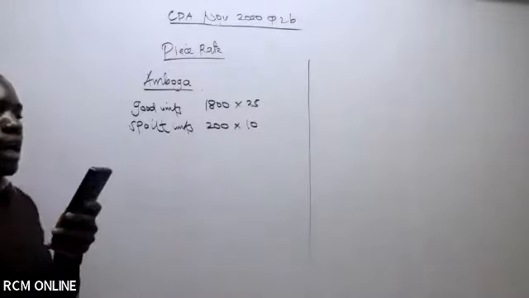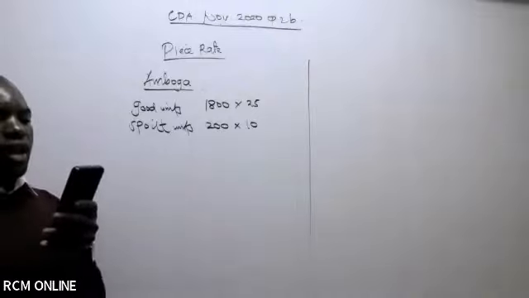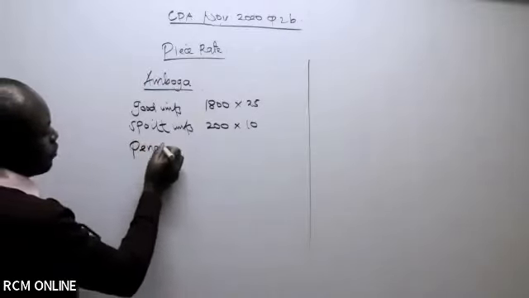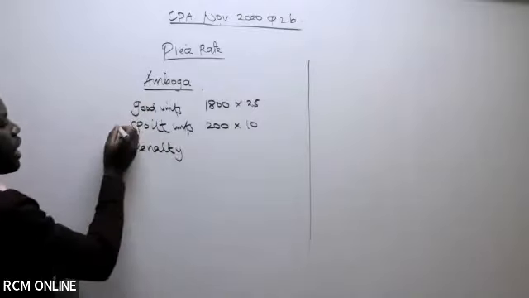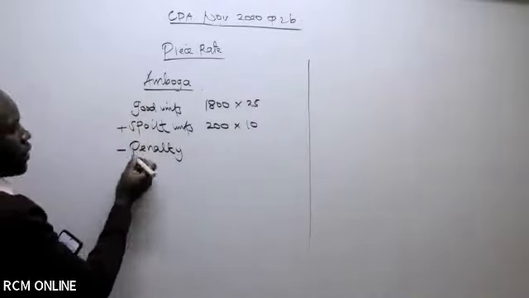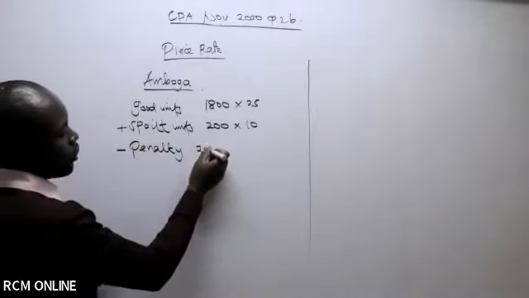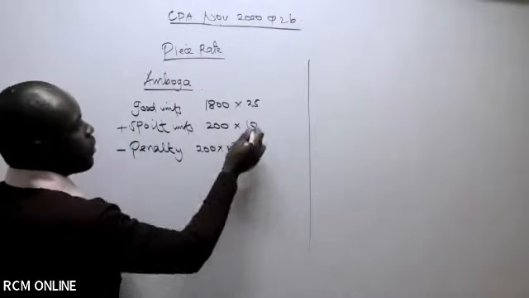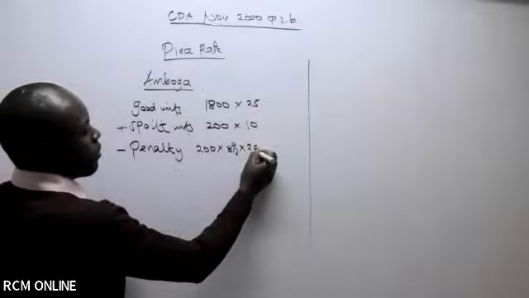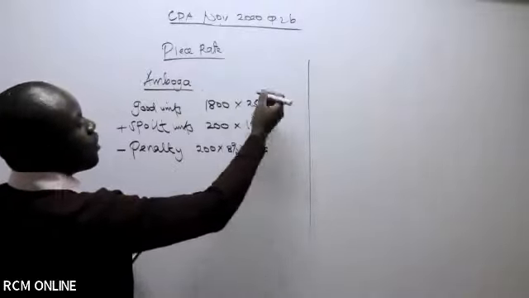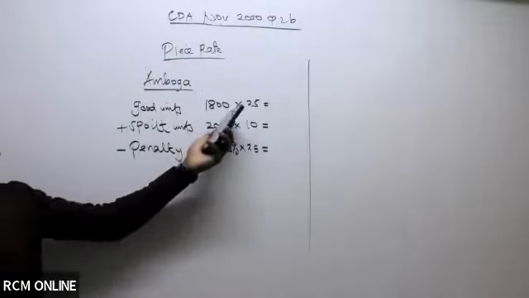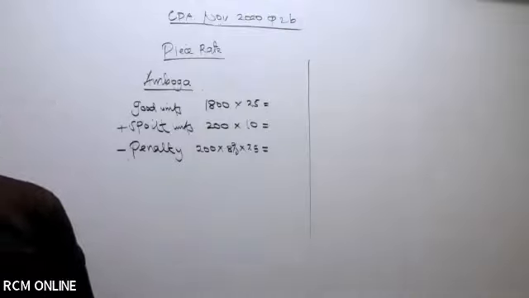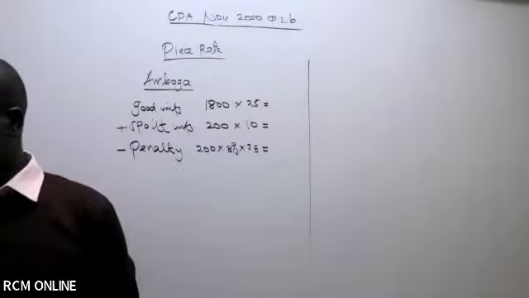Then you also have a penalty. A penalty of 8% is charged based on the rate of good production. So we take good units plus spoiled units, then from that we less the penalty. We are going to have a penalty on the 200 units that have been spoiled, at the rate of 8% of the rate of good units. Please go ahead and give me the answers here. So 1,800 by 25, how much? 1,800 by 25, how much? 1,000.